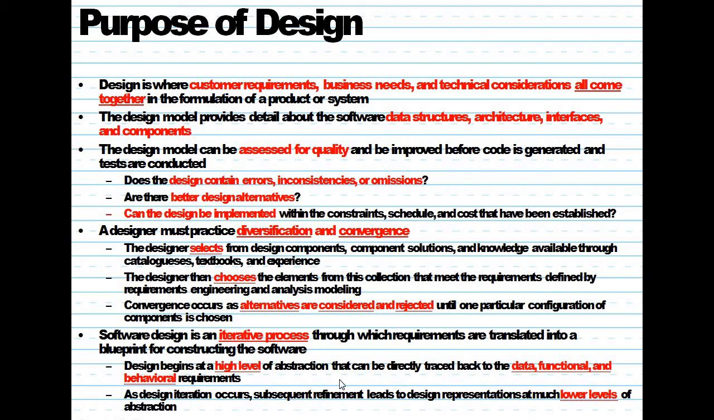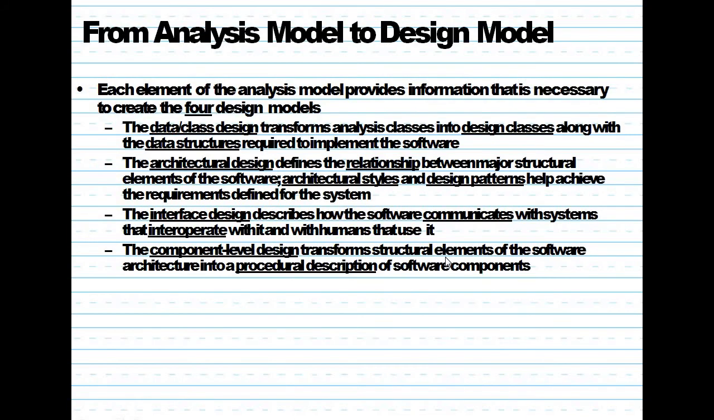So, software design is an iterative process that translates requirements into a blueprint for constructing the software. The design begins at a high level of abstraction that can be directly traced back to the data, functions, and behavior requirements. Subsequent refinement leads to design representations at much lower levels of abstraction. So, the design model derived from the analysis model consists of four elements.